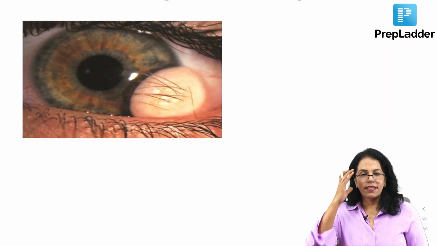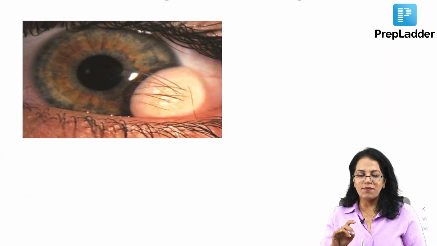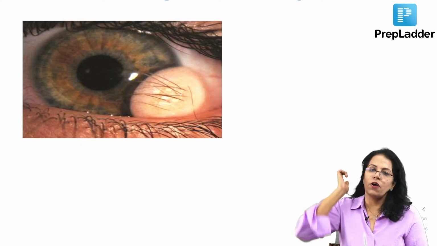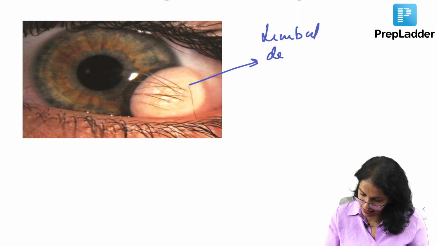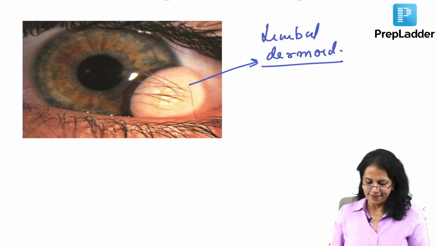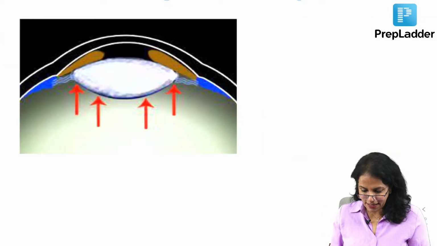Okay, next image. Again, this is repeated, so many times asked. We are looking at, you can see the hairs coming out. This is a choristoma. This is nothing but limbal dermoid, right?